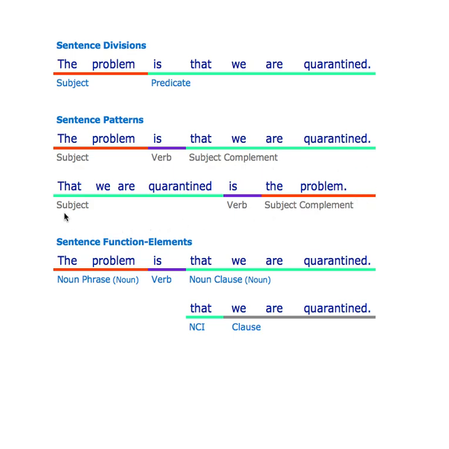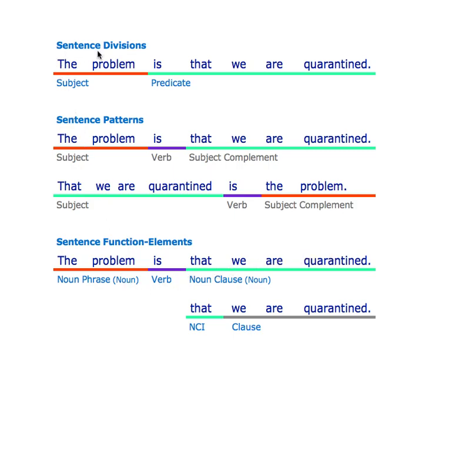That's a beautiful thing. Now, when we think of sentence function elements, or you would say possibly parts of speech in the traditional sense, you have the problem. Okay, that's a noun phrase, but it's functioning basically as a single noun. You have your verb here, is, all by itself. Then you have that we are quarantined, which we know is a noun clause, but it's functioning as a single noun. Okay, noun is noun. The problem is that we are quarantined.